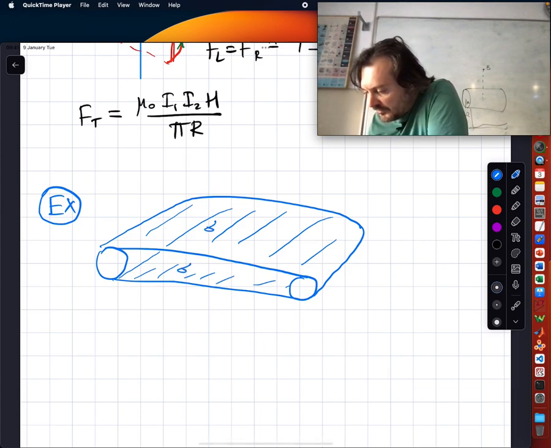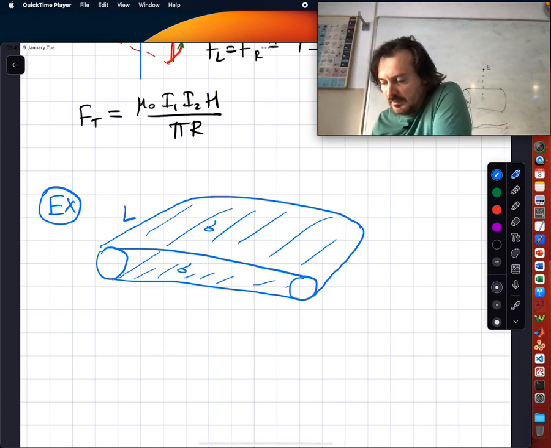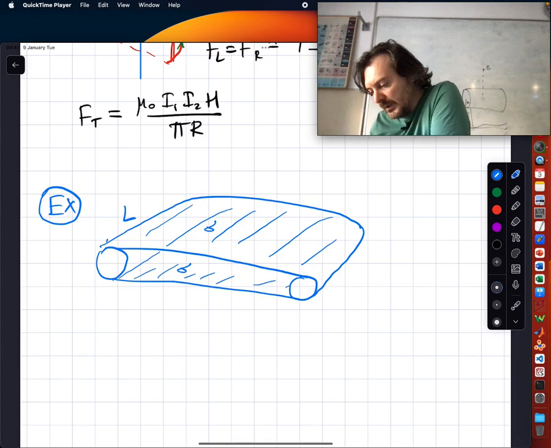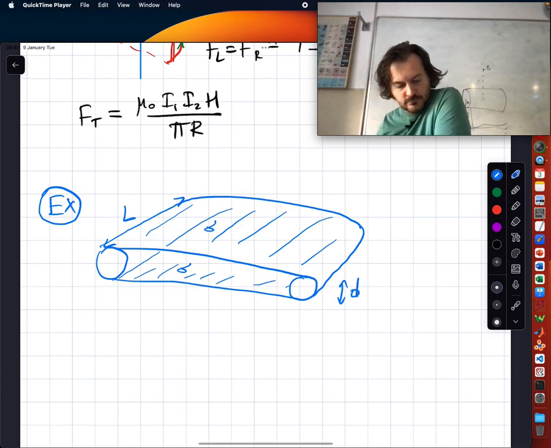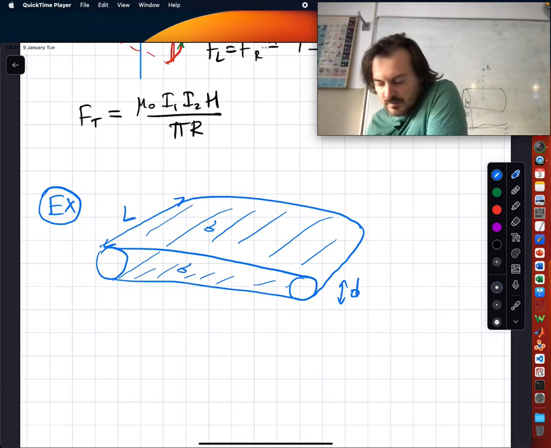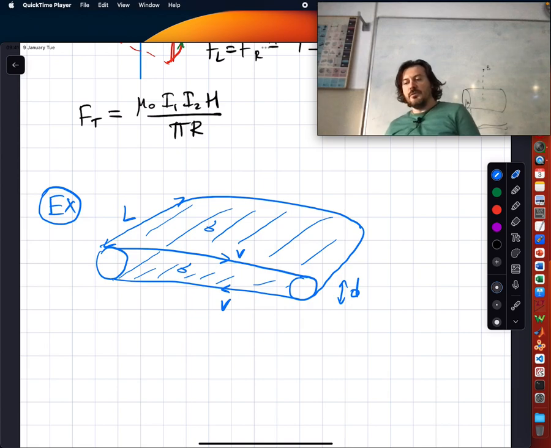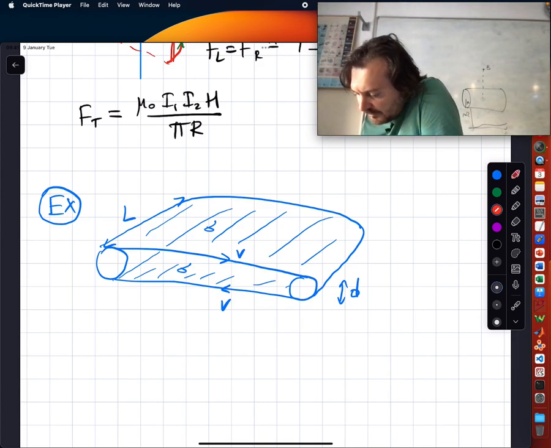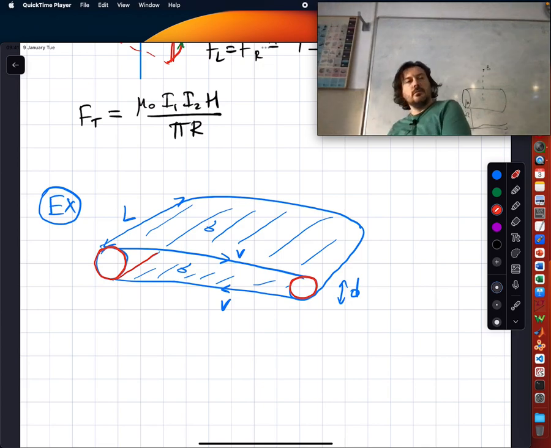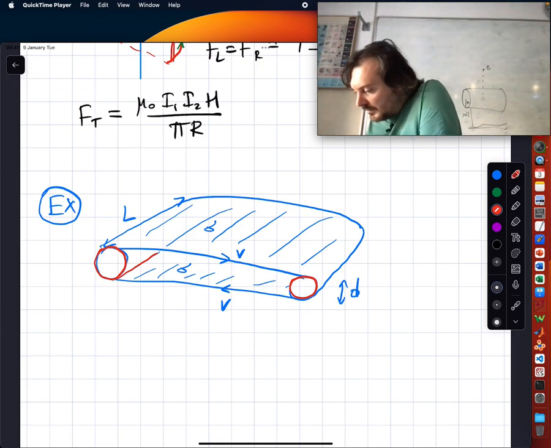The surface charge density of this belt is sigma, and the width of the belt is L. This distance is D. Okay, and the belt is running around with velocity v. So far, so good. Inside is empty, right? So I should really draw the wheels with red, maybe. D is the diameter of this. So D is this.